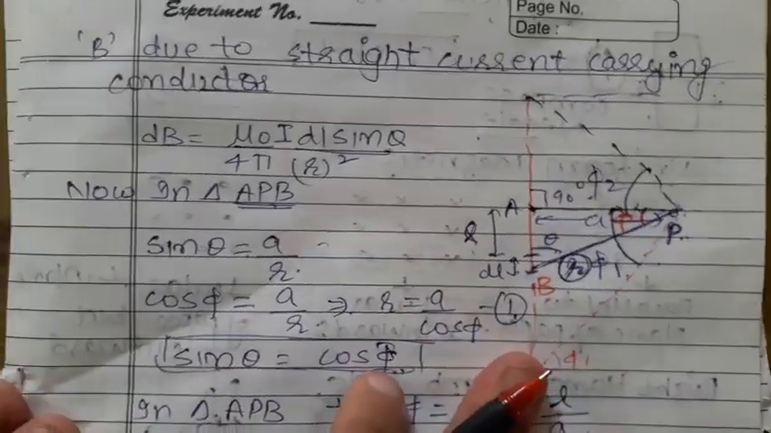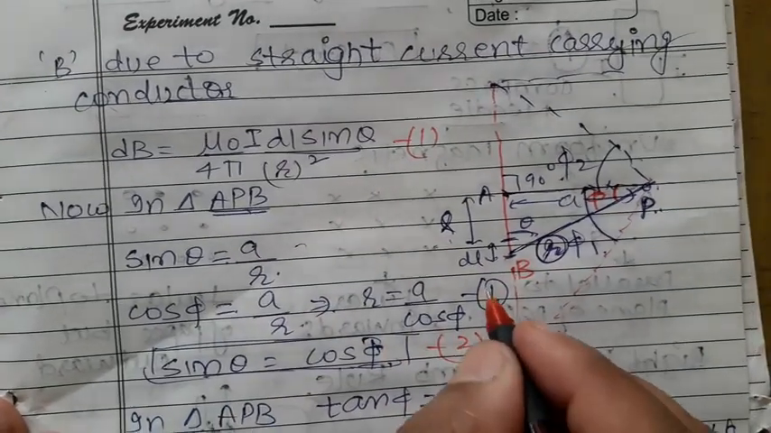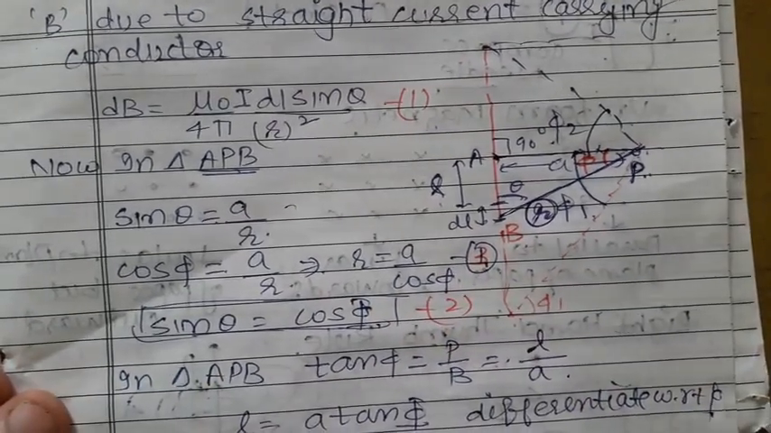Now let us again, this is my equation number one, this is my equation number two, this is my equation number 3, this is my equation number 4.